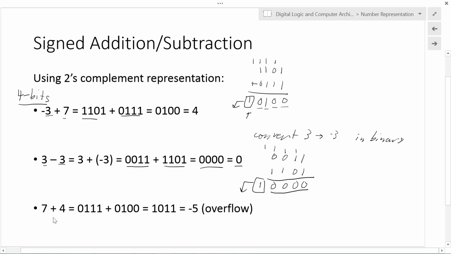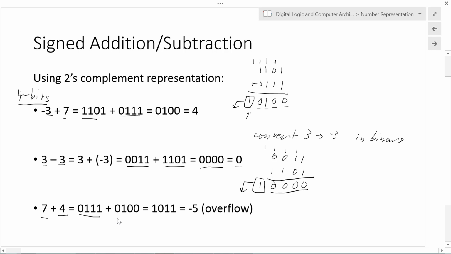Now we come to an issue here with 7 plus 4. The maximum possible integer value that can be represented by a 4-bit number just happens to be the number 7. Maximum magnitude would be a minus 8. So what happens when we go above 7? We go into the negative range. So let's see what happens.